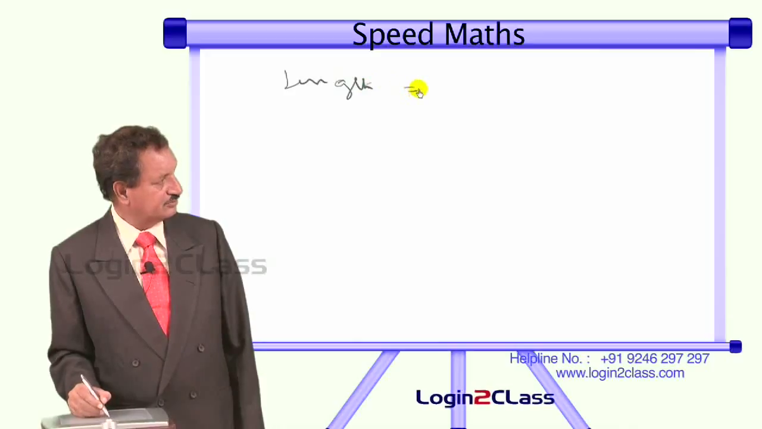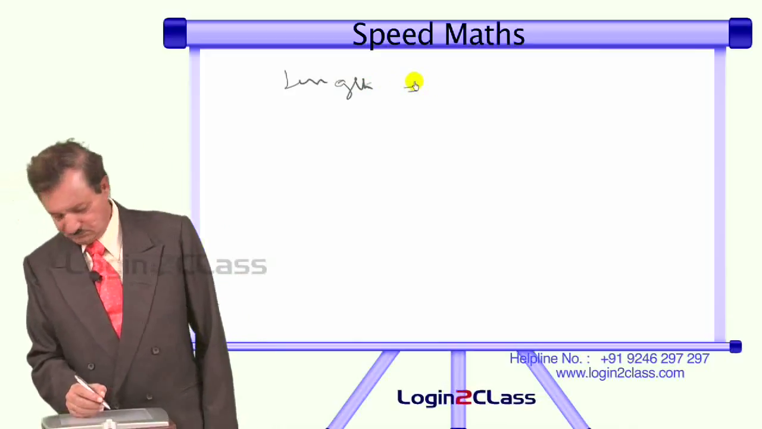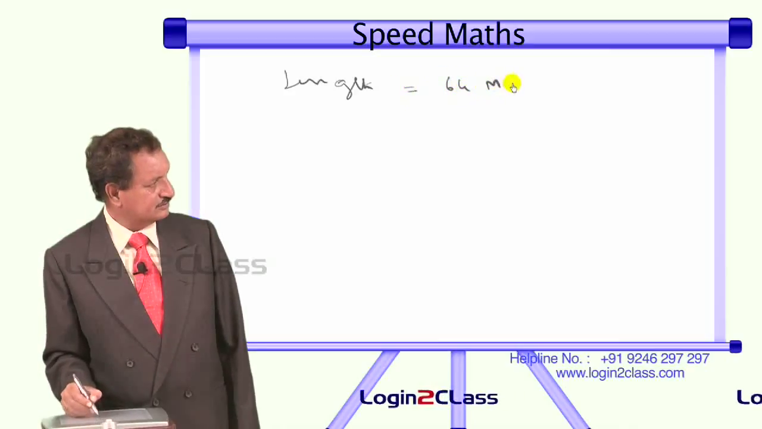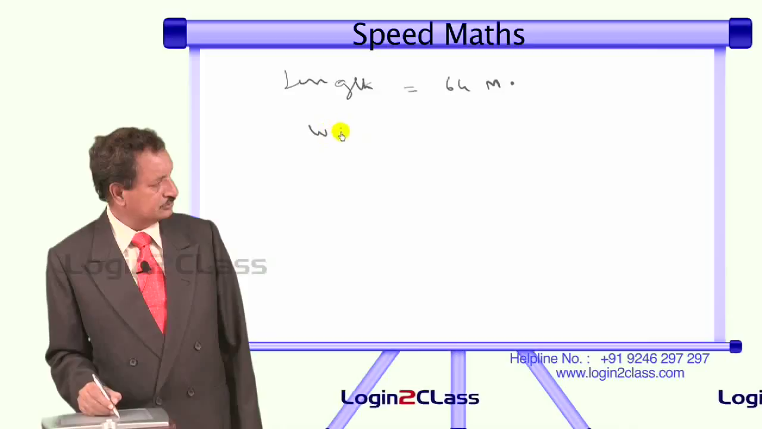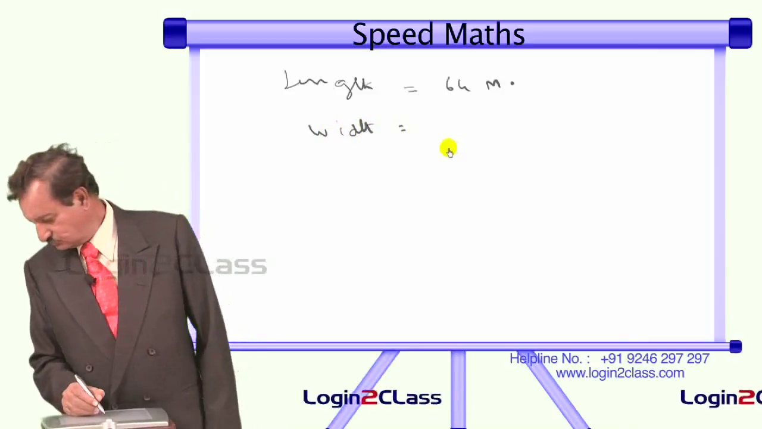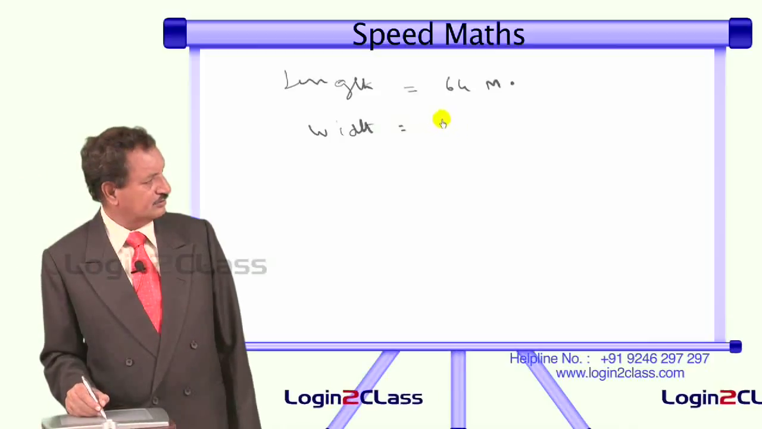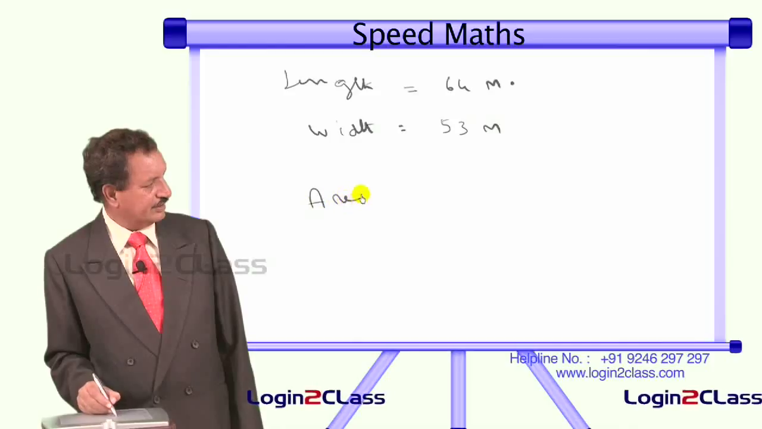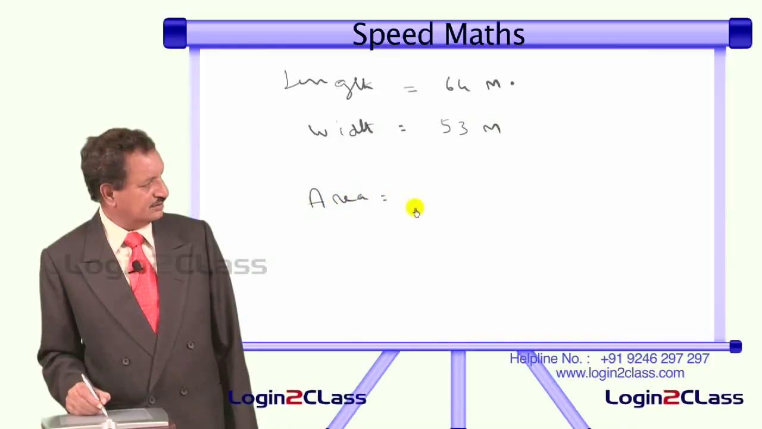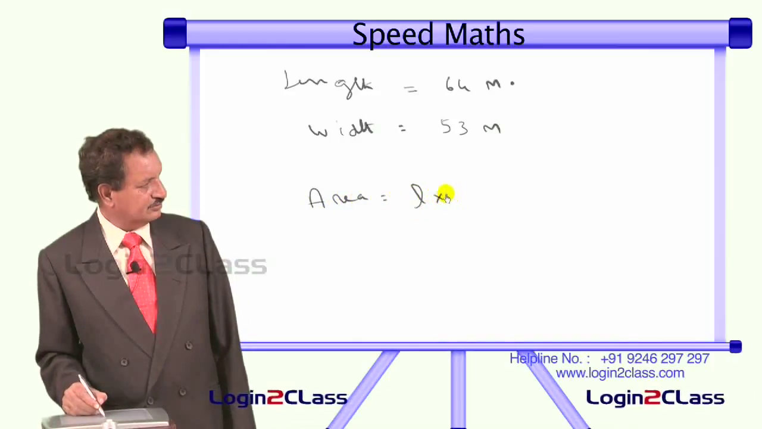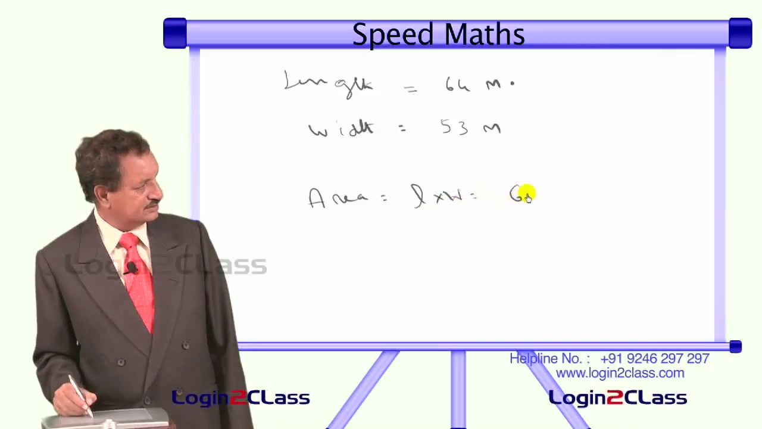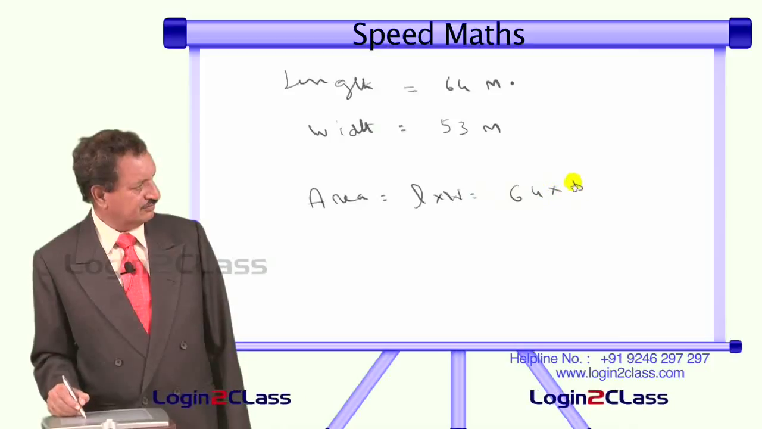Length is equal to 64 meters. Width is equal to 53 meters. So, area of a parallelogram is length into width or breadth, that is 64 into 53.